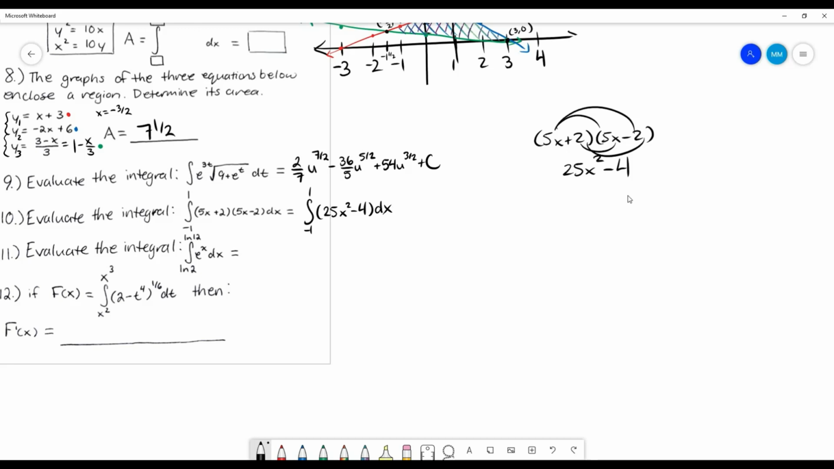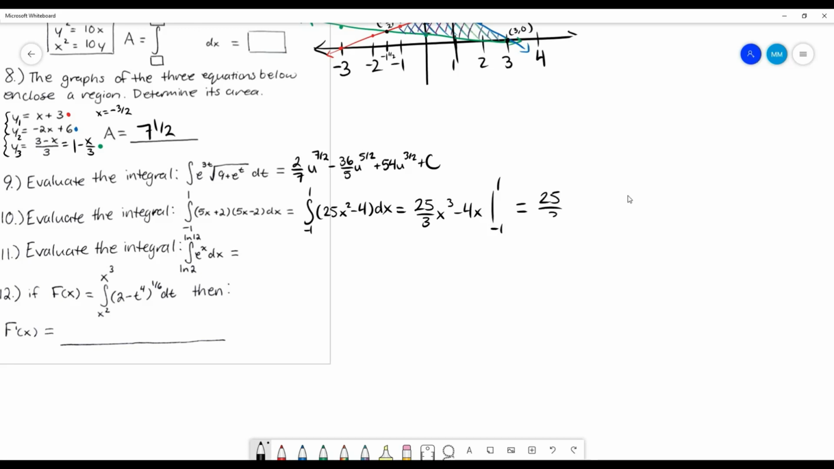And from there, we just undo that power rule. So it's going to be 25 thirds x cubed minus 4x from -1 to 1. Plug in those bounds. So I'm going to get 1 cubed, which is just 1, so it's 25 thirds minus 4.